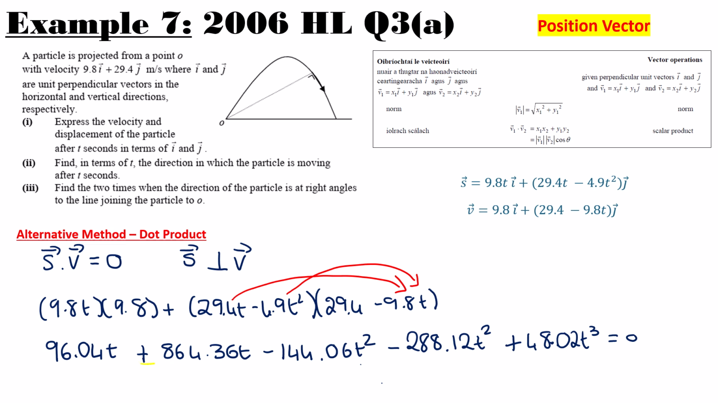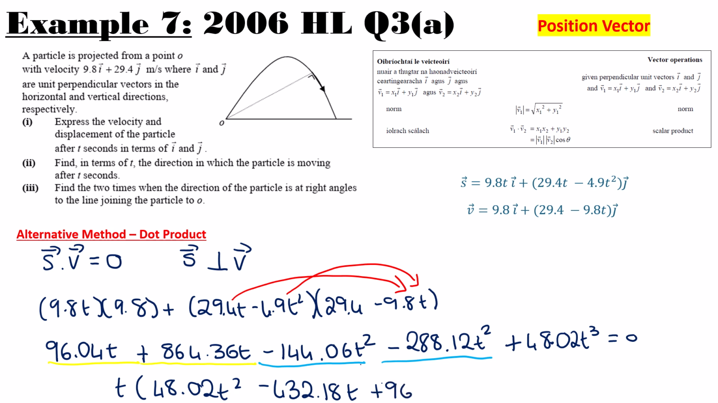We have a t term, we have another t term, we have a t squared term here and a t squared term here. I'm going to pull out my t at the same time. So I'm going to have t bracket, that's going to leave me with 48.02t squared. When you add the two t squared terms together, we get minus 432.18. It was t squared, but I pulled out a t, so that's just t. And then the two numbers there together give us plus 960.4, and that all equals 0.